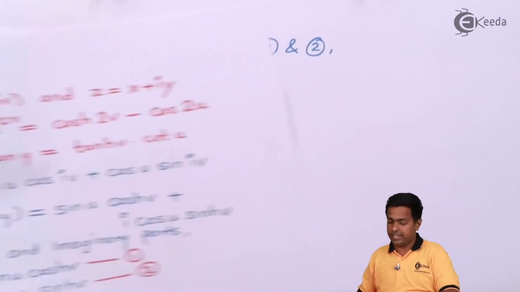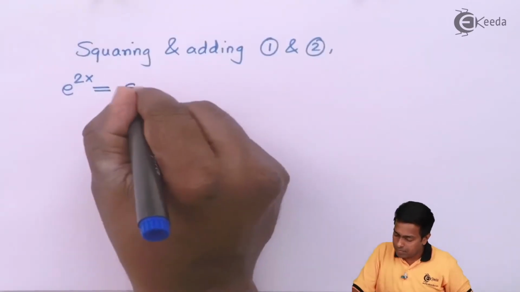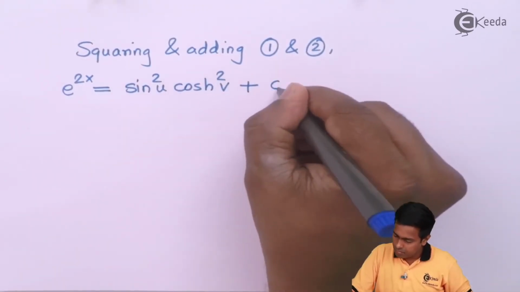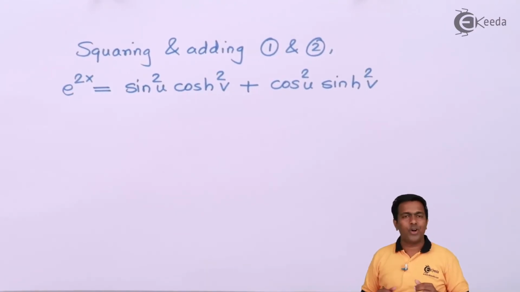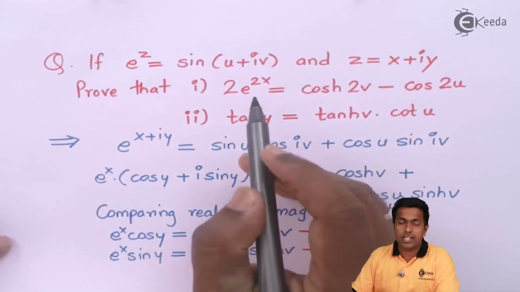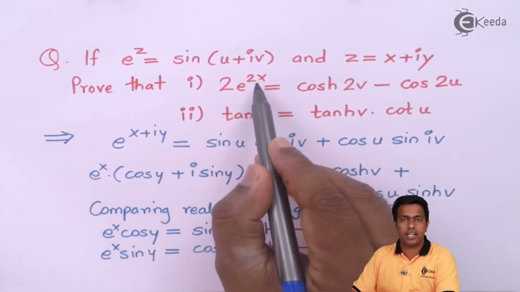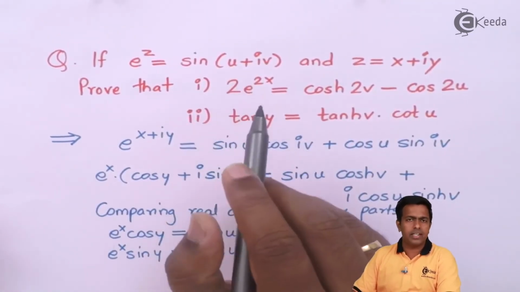Next, on the right hand side, if I square this and add it, we'll get this. So guys, we got this. Now let's come to the question. In the question, as we want e to the power 2x on the left hand side, yes, we got it. Now we want 2 also, but we'll get it in the later part.